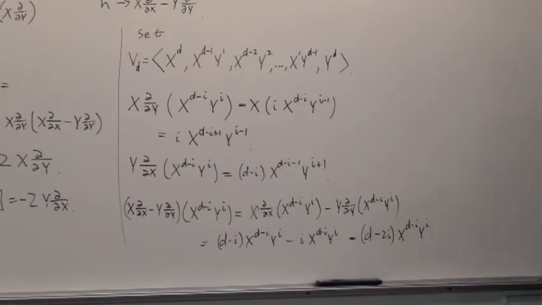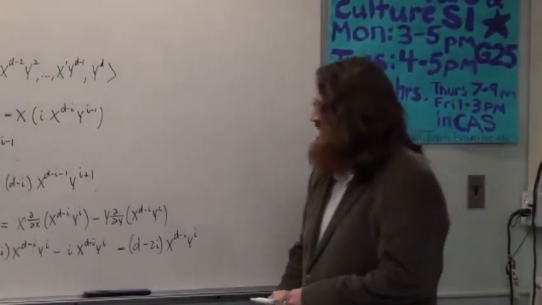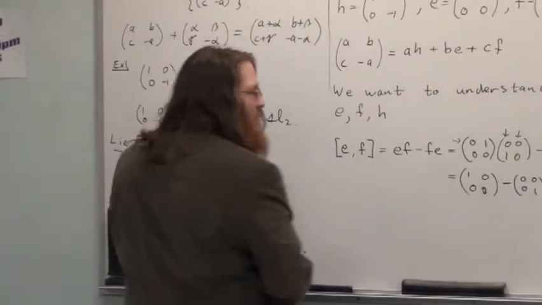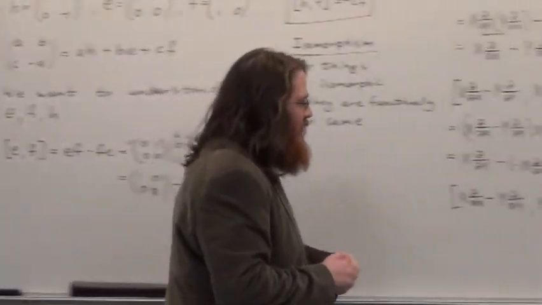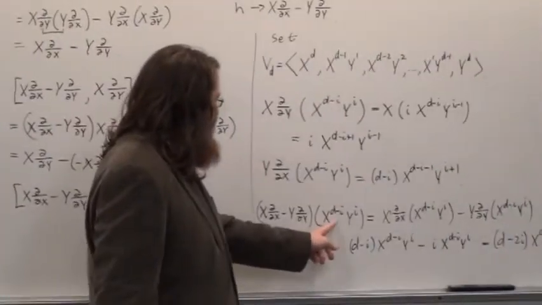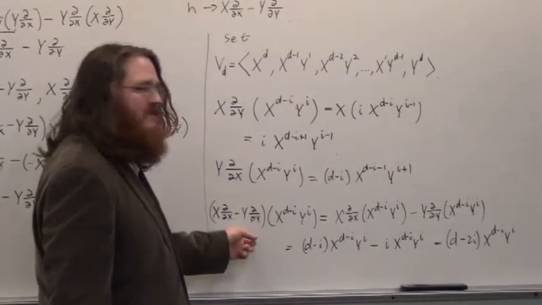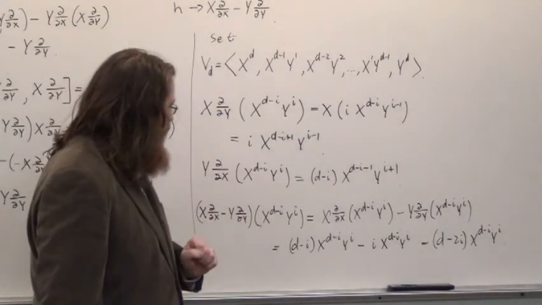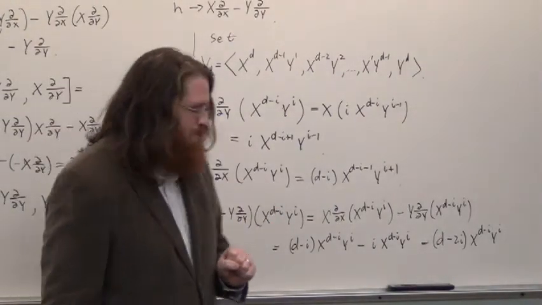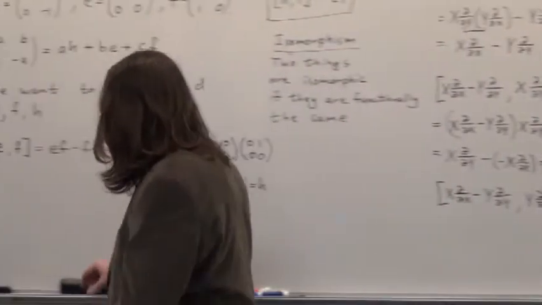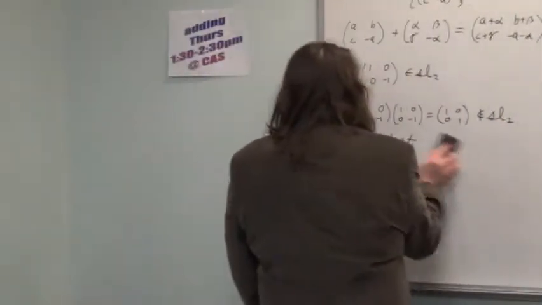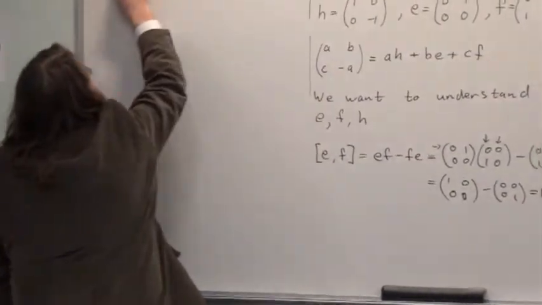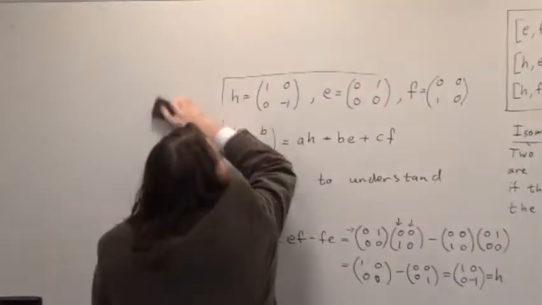Well, that's cool. Those of you that have had linear algebra know that what we're saying is that x^(d-i) y^i is an eigenvector for the operator. I stay exactly where I am, I just pick up a multiple. We can summarize the action in terms of a nice diagram. I'll draw it for you.